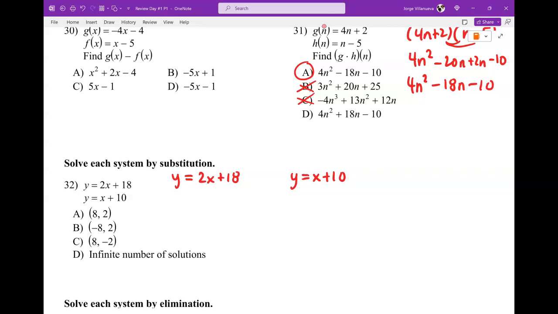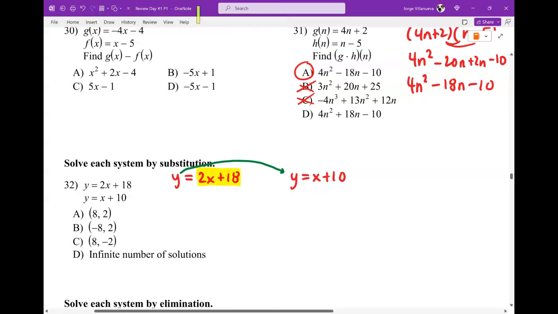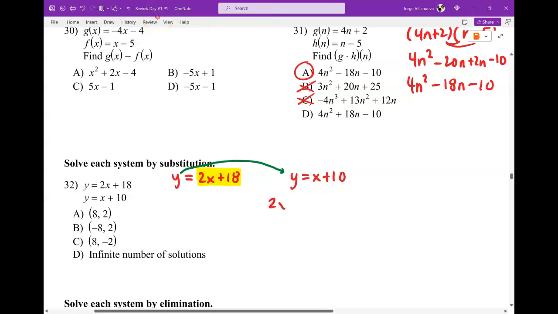So the idea of substitution is you're supposed to have two different equations, and then after you get those two equations, you're supposed to solve one of them for one letter. In our case, both of them are solved for a letter. So in that case, just take any equation. So I'm going to take this equation, and I'm going to throw it over there. Okay? So I know that y is equal to 2x plus 18. So anywhere I see the letter y in the other equation, I'm going to write 2x plus 18.